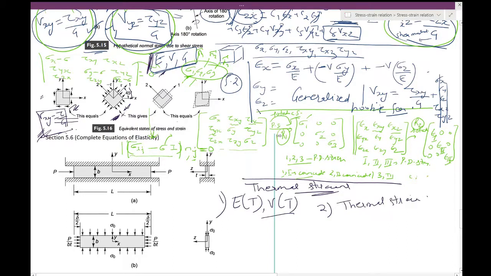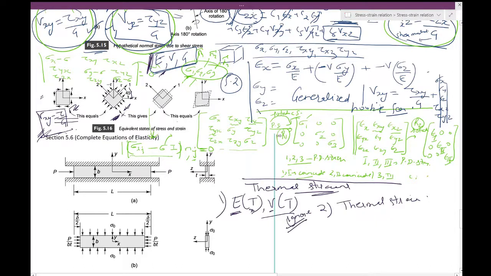Okay, so one of the things which has been experimentally observed is that even when you change the temperature, say by 100 degrees, the value of E and nu will change only very slightly. So the sensitivity of this to very large changes in temperature is very low. So what we usually do is we ignore this first part of it.